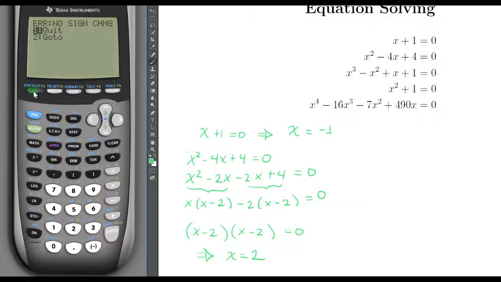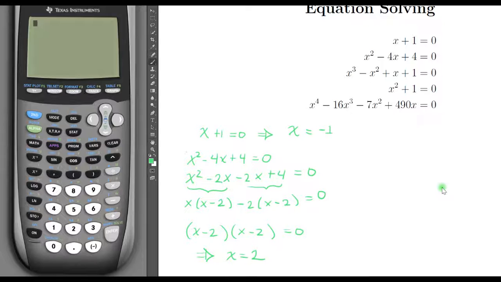Okay, let's see that on the graph. So x squared plus 1, let's graph it. So there you have it. Look here, x equals 0, y equals 1. So there's no zeros on the graph. There's no intersection on the x-axis. It doesn't cross the x-axis. So x squared plus 1 does not have a real solution, and that's why it gives you no sign change.